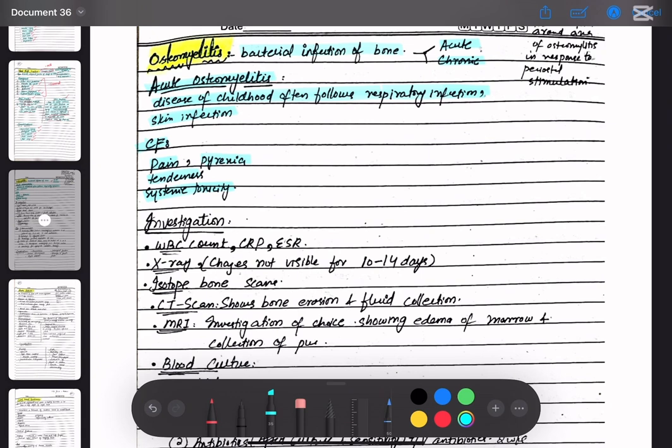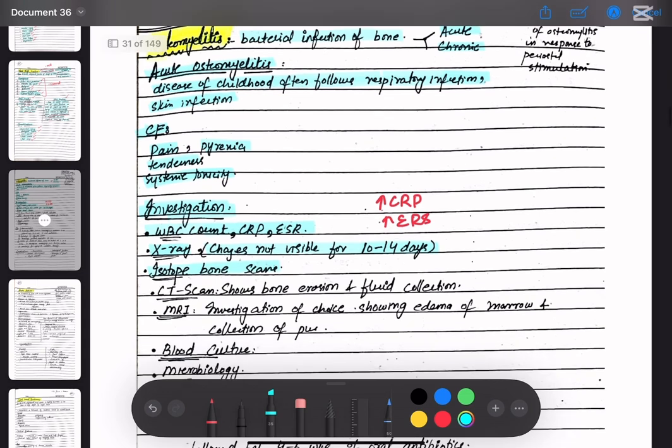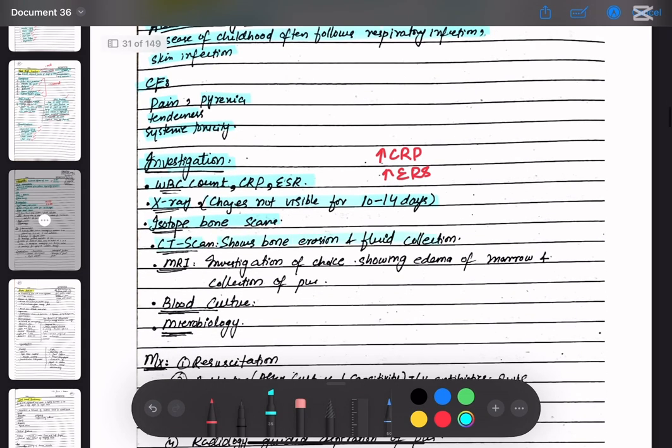Now the investigations for osteomyelitis: the WBC count will be raised, there will be raised C-reactive protein, raised ESR, and an X-ray is done, in which changes are not visible for 10 to 14 days. Then isotope bone scans and CT scan are done, which show bone erosion and fluid collection, and MRI is the investigation of choice, which shows the edema of marrow and collection of pus. Blood culture is done, and microbiology is done.